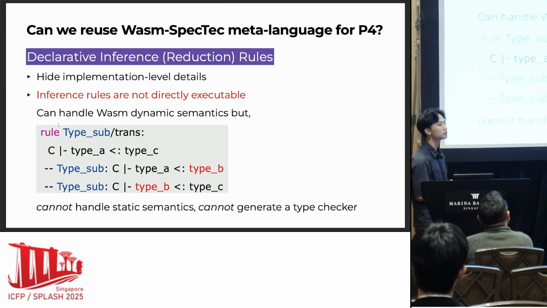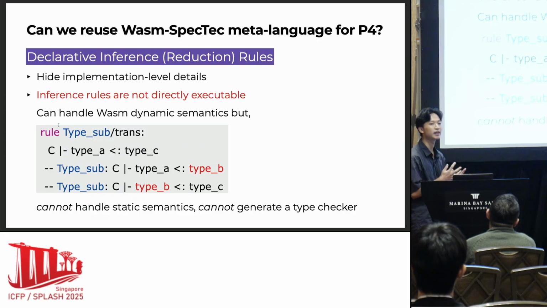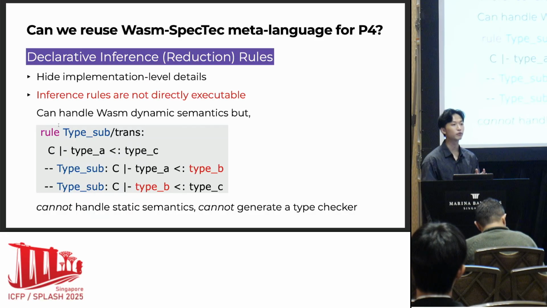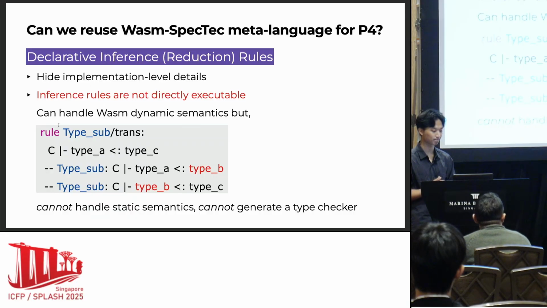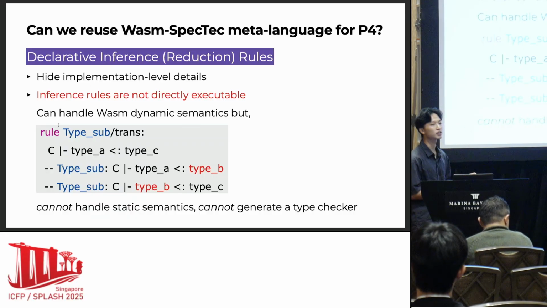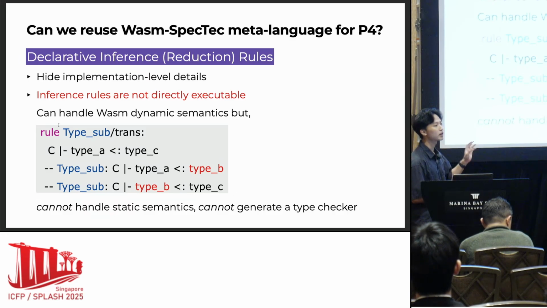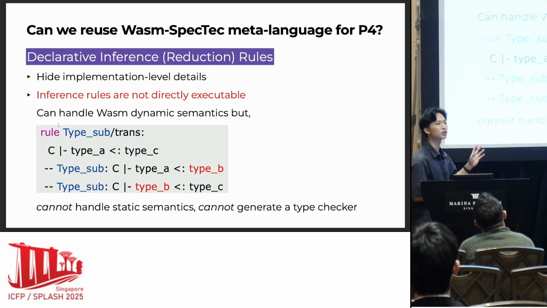However, on the flip side, this means that we have an opportunity to build a clean slate P4 specification model from the bottom up. And we can think of reusing the Wasm-SpecTec meta language to define the P4 spec model as well. The Wasm-SpecTec spec model is based on declarative reduction rules, or in a more abstract way, declarative inference rules. This model excels in abstraction, hiding various implementation level details such as memory management and explicit error handling. However, it does come at a cost that the inference rules themselves are not directly executable.